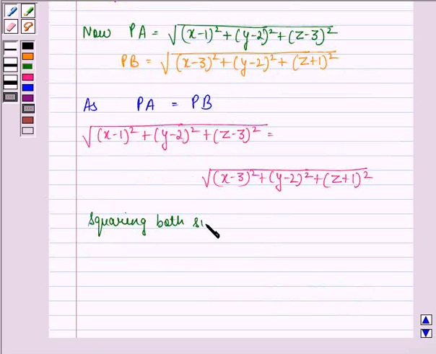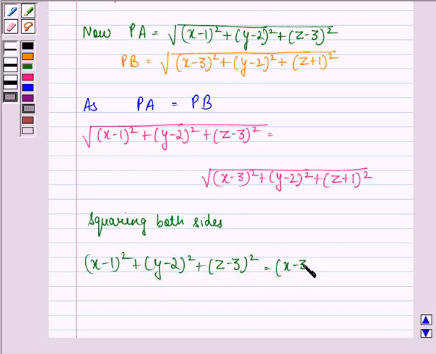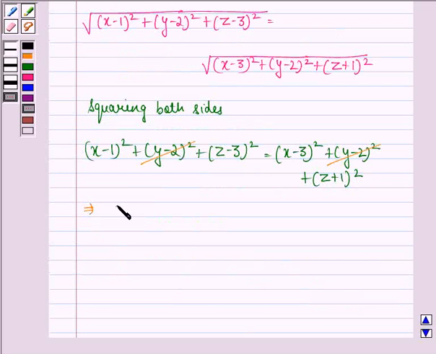we get (x minus 1) the whole square plus (y minus 2) the whole square plus (z minus 3) the whole square is equal to (x minus 3) the whole square plus (y minus 2) the whole square plus (z plus 1) the whole square. Now, on cancelling (y minus 2) the whole square from both sides, we get (x minus 1) the whole square plus (z minus 3) the whole square is equal to (x minus 3) the whole square plus (z plus 1) the whole square.